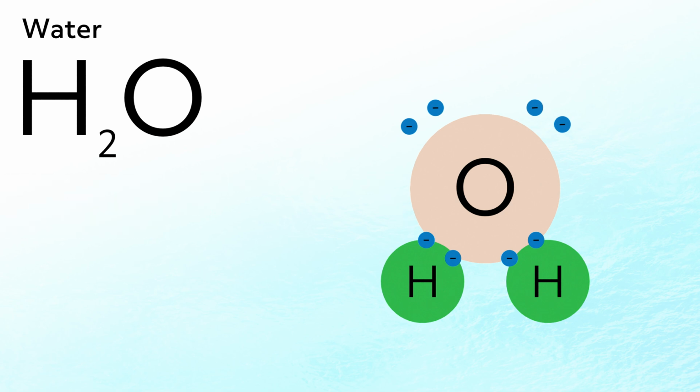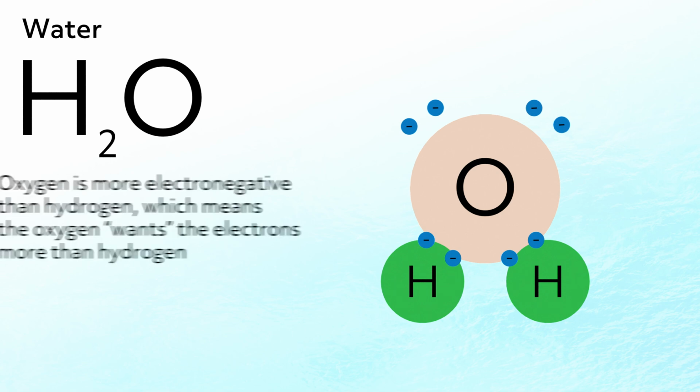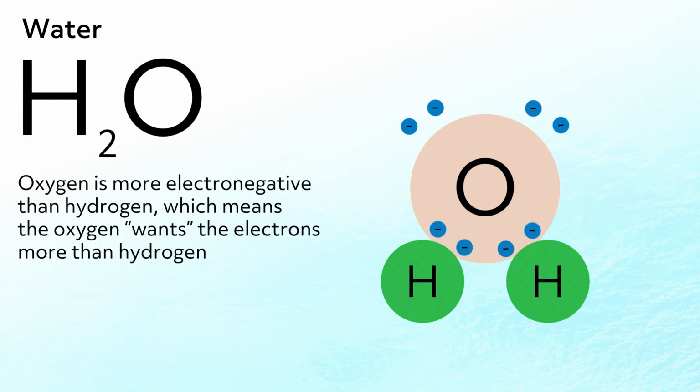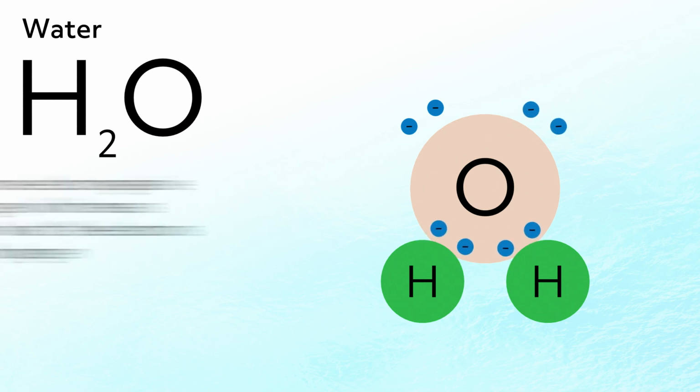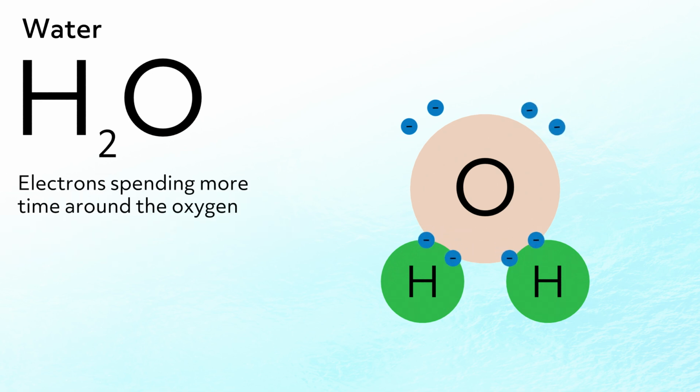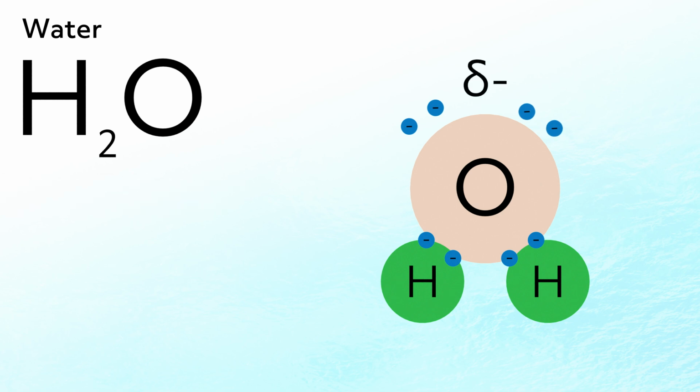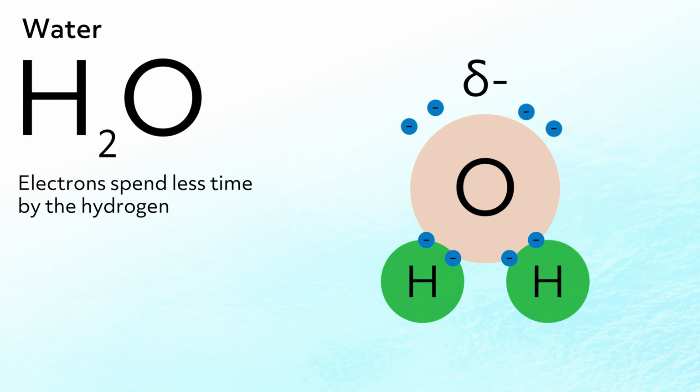However, even though hydrogen and oxygen each contribute an electron to the bond, the electrons are not equally shared between the 2 atoms. Oxygen is more electronegative than hydrogen, which means the oxygen wants the electrons more than hydrogen. This leads to the electrons spending more time around the oxygen, resulting in a partial negative charge on the oxygen, denoted by negative delta. Since the electrons spend more time near the oxygen, they spend less time by the hydrogen, resulting in a partial positive charge on the hydrogens, denoted by positive delta.